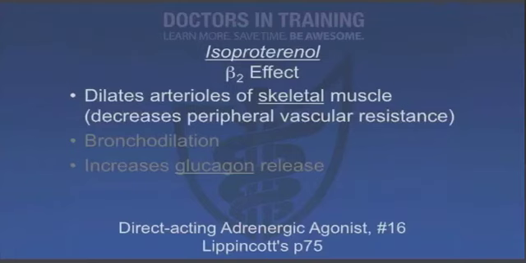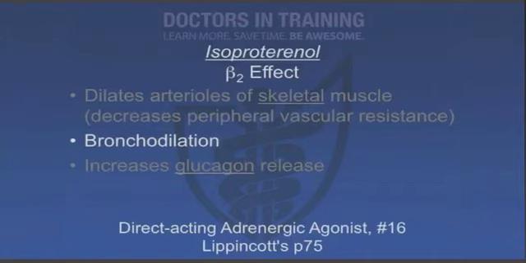Looking at the beta-2 receptors, again, we're going to dilate the arterioles of the skeletal muscle, so you're going to decrease peripheral vascular resistance. In terms of pulmonary actions, we're going to look again at those beta-2 receptors, and we're going to cause a rapid and profound bronchodilation. And beta-2 receptors are going to increase glucagon. Now, in terms of the endocrine effects of isoproterenol, neither of these is really clinically significant, but they bear mentioning.